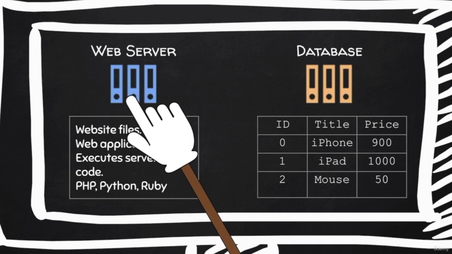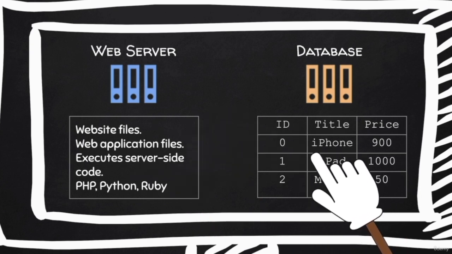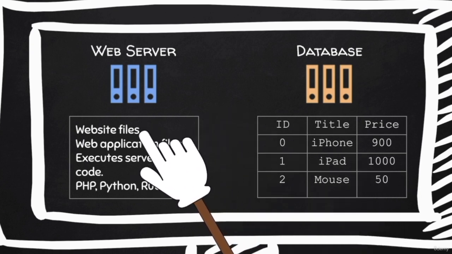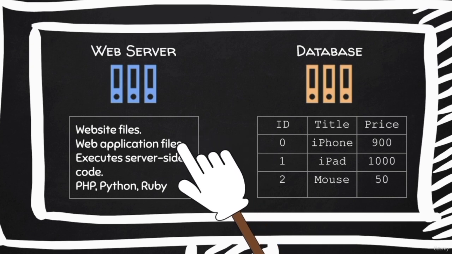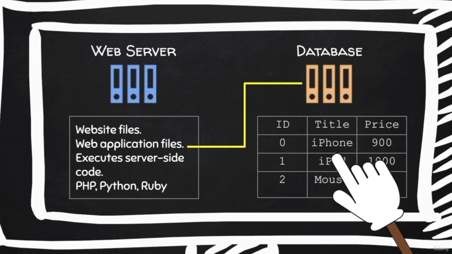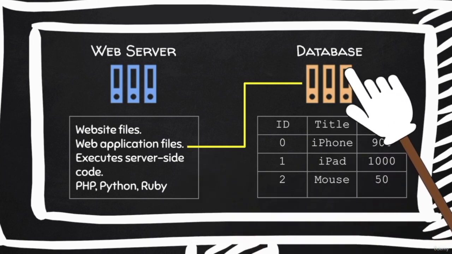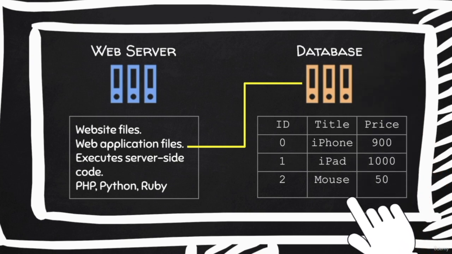So the web server contains the HTML pages, the beautiful pages that you actually see. It contains the images, so the images for the iPhones, the iPads, the mouses that this website is selling. It also contains a web application that interacts with the database to display all of these products. So the web application itself doesn't contain the products, the product information is stored in the database.